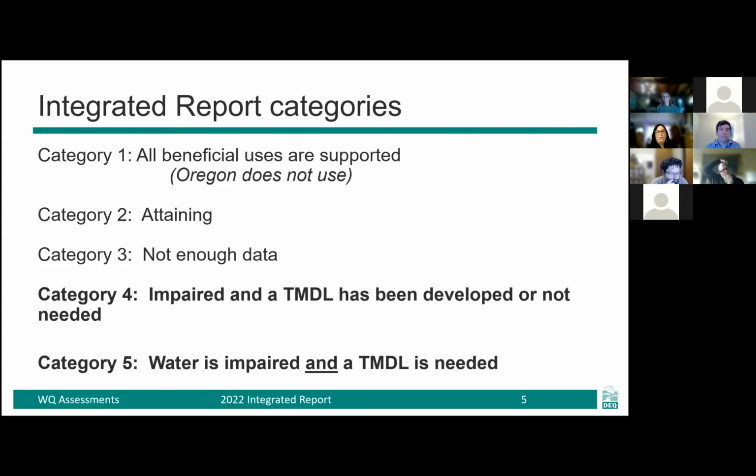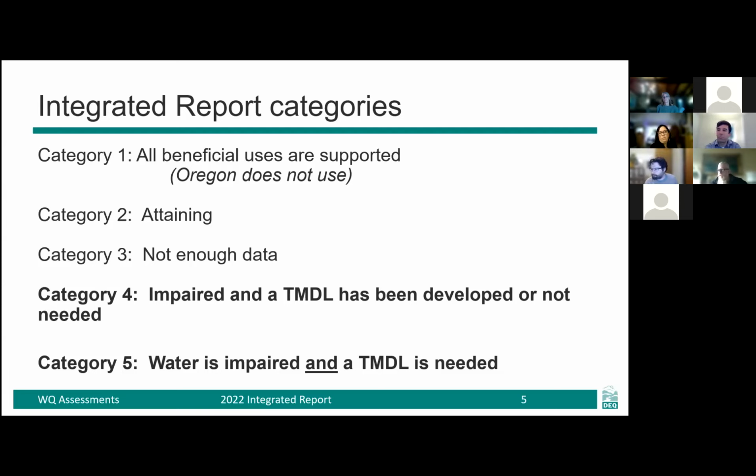Category 2 indicates waters that are attaining standards. Category 3 indicates waters that have not enough or insufficient data. Category 3 in Oregon also has some subcategories that further define reasons we were unable to come up with a more robust categorization. And category 4 is the water is determined to be impaired, but a TMDL or other pollution plan is in place or not needed.